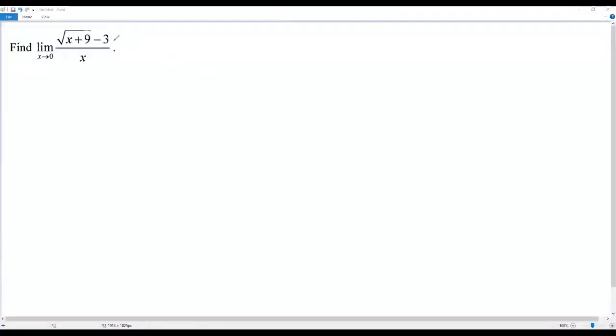Here we have an AP Calculus AB problem. Let's go to the question. Find the limit as x approaches 0 of (square root of x + 9 - 3) over x. To evaluate the given limit, let me start with direct substitution.